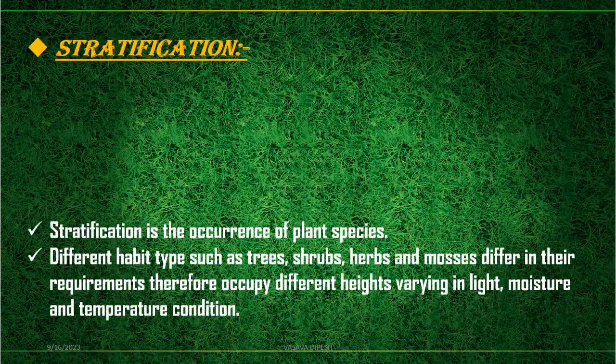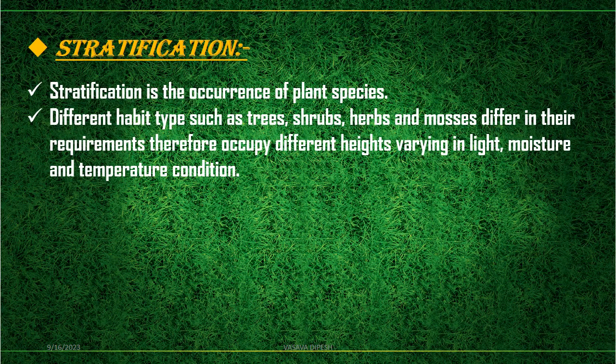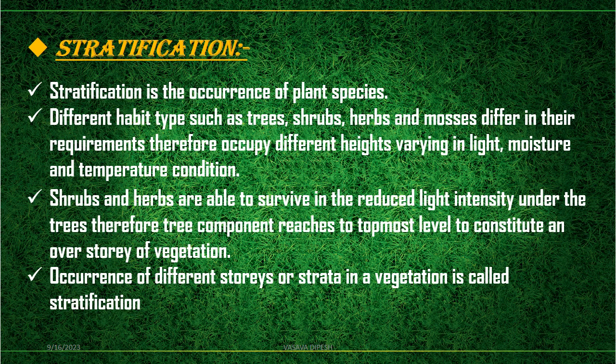Stratification. Stratification is the occurrence of plant species. Different habitat types such as trees, shrubs, herbs, and mosses differ in their requirements, therefore occupy different heights varying in light, moisture, and temperature conditions. Shrubs and herbs are able to survive in the reduced light intensity under the trees, therefore tree component reaches to topmost level to constitute an overstory of vegetation. Occurrence of different stories or strata in a vegetation is called stratification.